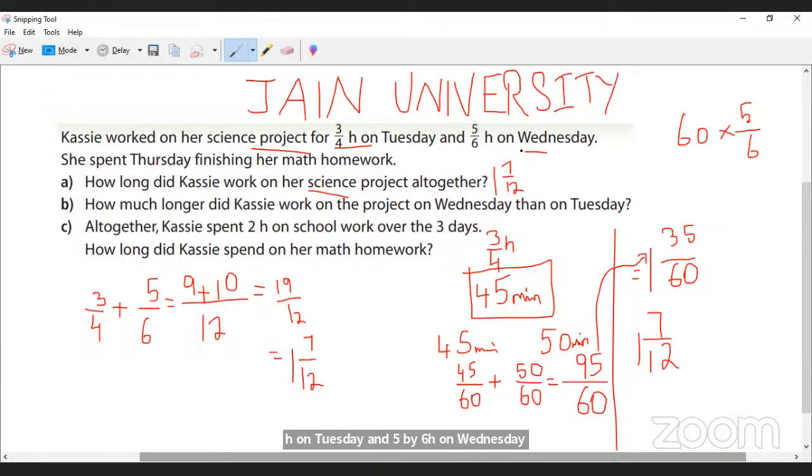Are you clear with that? So how long did she work for the science project altogether? So that is 3/4 hours and 5/6 hours. So adding them together, it's 1 and 7/12. Converting into minutes, that's the other part for you to understand without calculating how to do it.